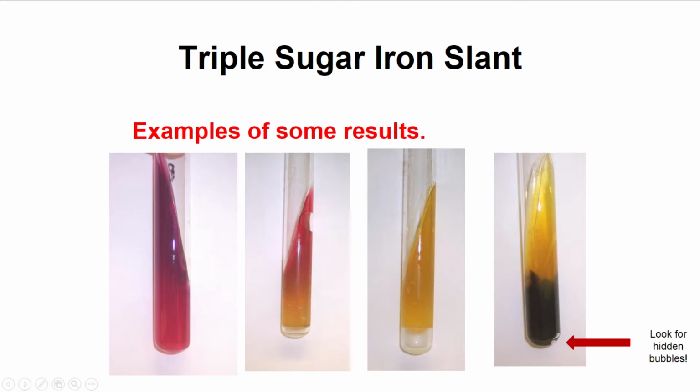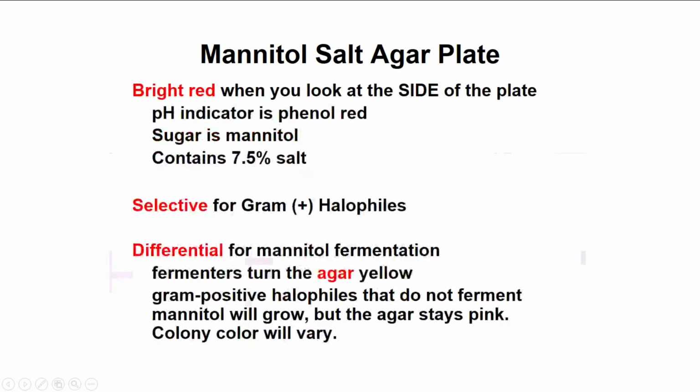We say, okay, if it's going to be fermenting anything, it's going to ferment glucose, which is the reason why we only put a little tiny amount of glucose in the media. Then we do the slant, and the slant tells us if it can ferment either lactose or sucrose. We don't know which one. It's one of those, but we don't know which one for sure. So we'd have to do further tests to find out.